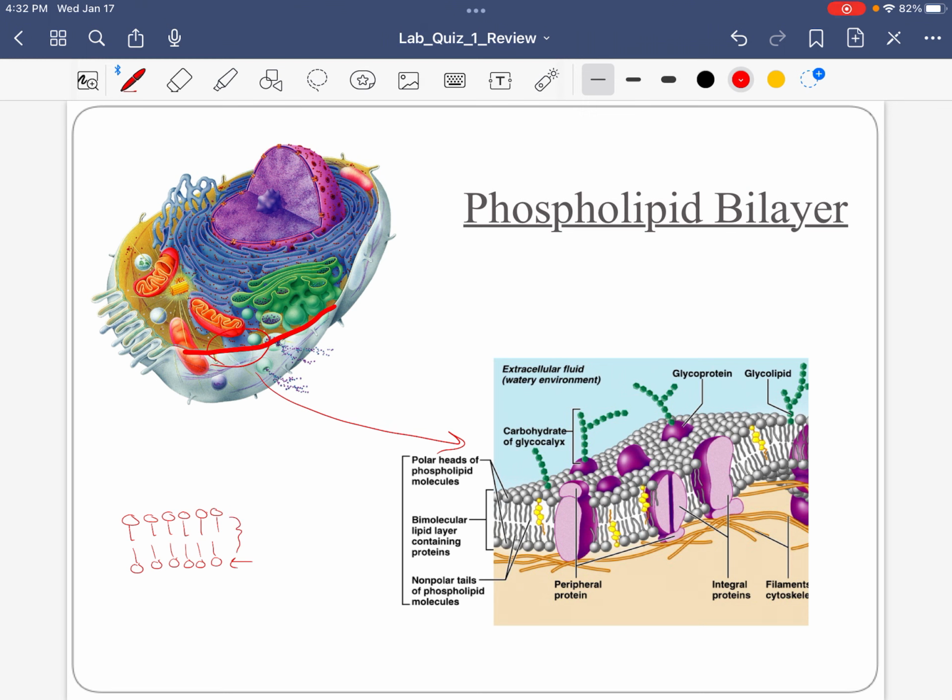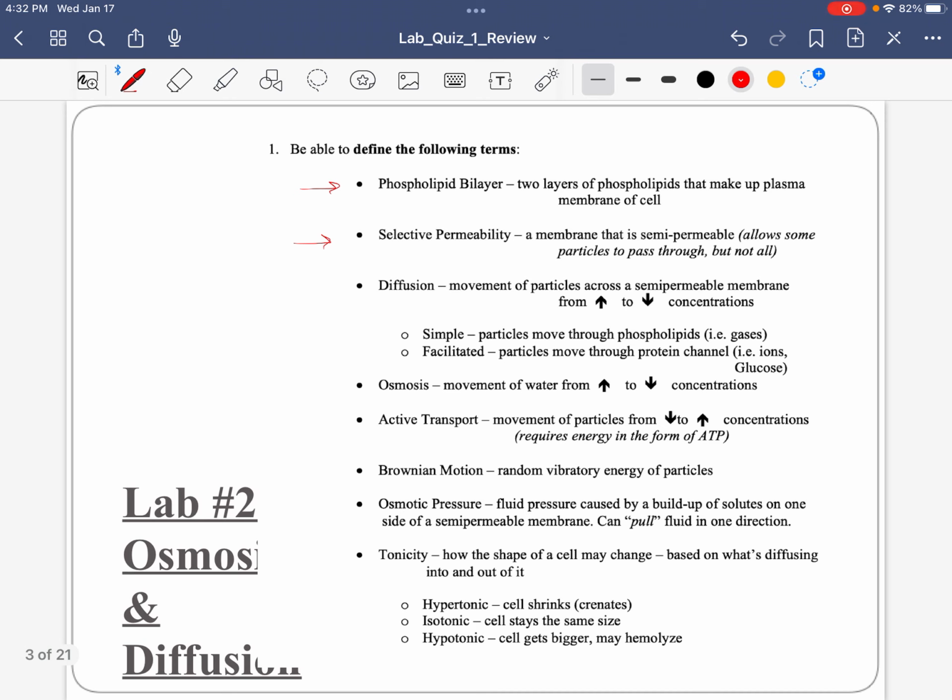The reason why we have this seemingly complex outer cell membrane is that it is selectively permeable, which means that, in this case, the phospholipid bilayer is a membrane that is semi-permeable. In other words, it allows some things to pass through it, but not all. So it is selective about its permeability.